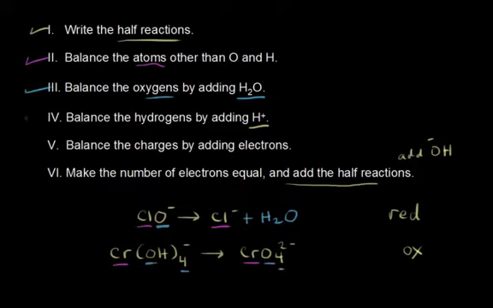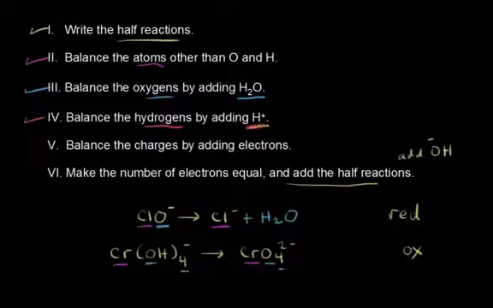Next, we go to step 4, balance the hydrogens by adding protons. So if I look at my reduction half reaction, we added a water molecule, right, and that introduced 2 hydrogens on the right side of my half reaction.